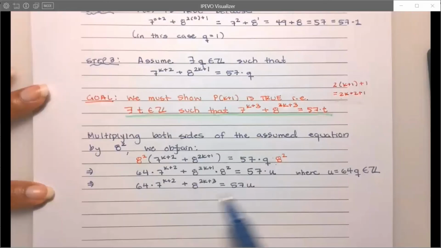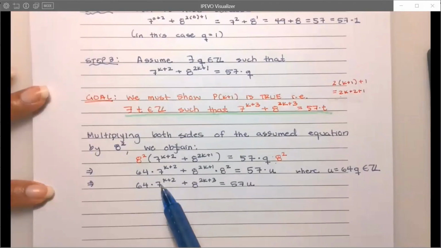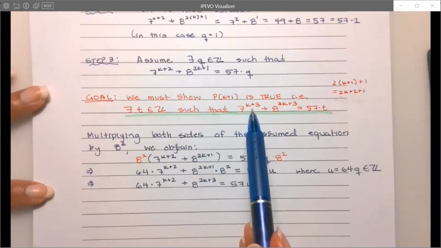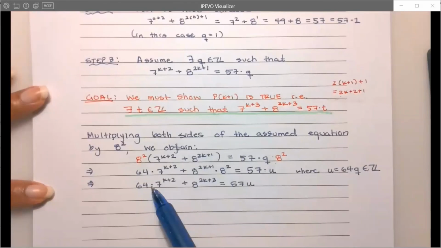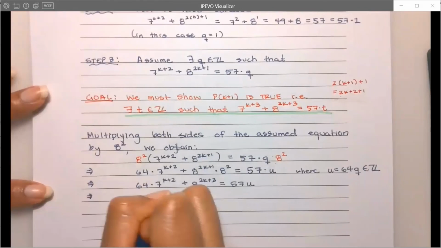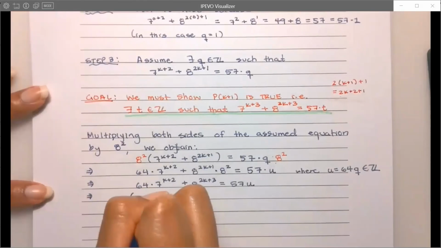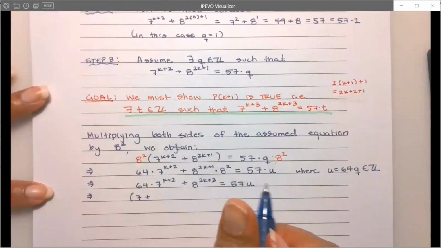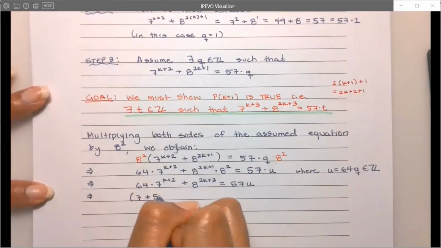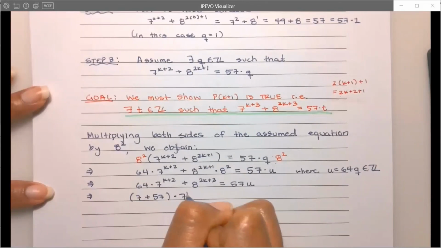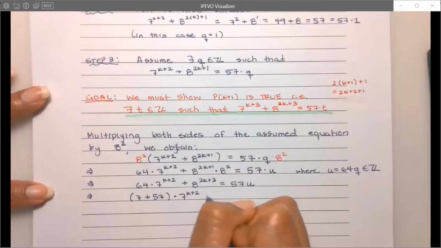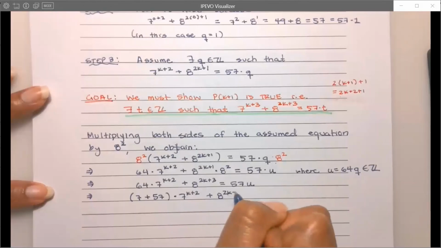The part that still needs some work is this first term, because it needs to look like 7 to the k plus 3, and currently we have a 64 times the 7 to the k plus 2. So let's work with that term for a moment. The trick here is to write that 64 as a 7 plus a 57 times a 7 to the k plus 2, and then just bring down the rest of the terms.